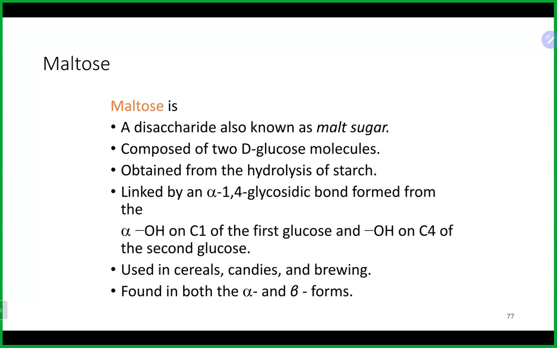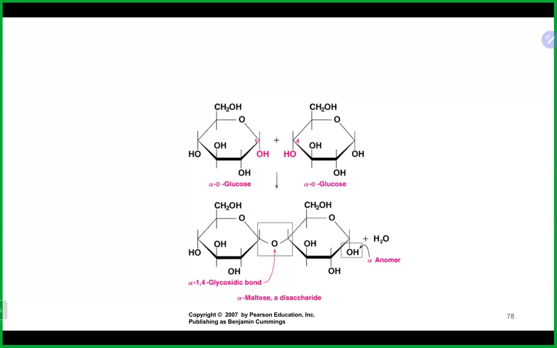It's happening on the alpha OH, which, as we know, alpha is down. So it's that carbon number one that's putting down the OH, and the other attachment occurs at the OH on carbon number 4. This is what's used in cereal, candies, and brewing. It can be found in both alpha and beta forms.